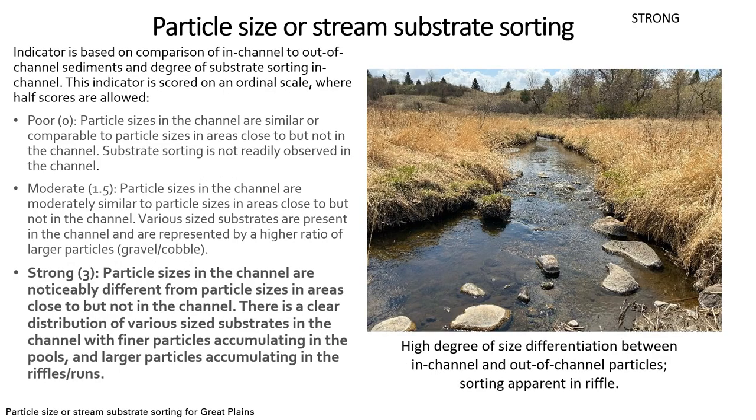Finally, here is the strong score. Particle sizes in the channel are noticeably different from particle sizes on the banks and in areas close to, but not in the channel. There's a clear distribution of various size substrates in the channel, with finer particles accumulating in pools and larger particles accumulating in the riffles and runs. In this photo, there's a high degree of size differentiation between particles inside and outside of the channel. There's also some substrate sorting that's apparent within the riffles.